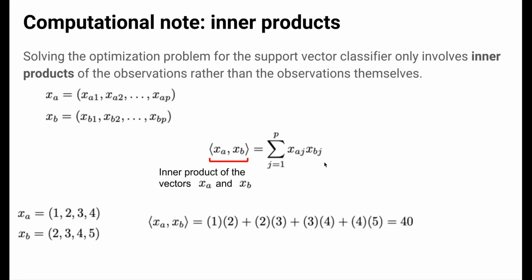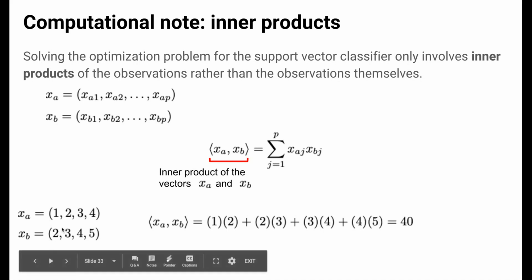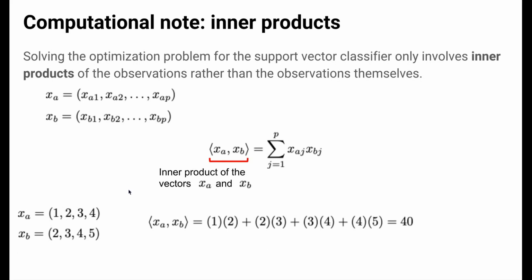So xa is the vector 1, 2, 3, 4. There are 4 predictors, and xb is 2, 3, 4, 5. We compute the inner product by taking the corresponding entries of every element in the vectors. We multiply them and add them together. So the 1 and 2 get multiplied together, 2 and 3, 3 and 4, and 4 and 5. We add up those products and we get an inner product of 40.